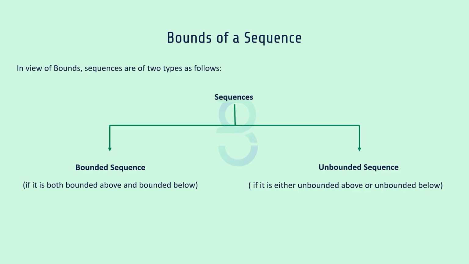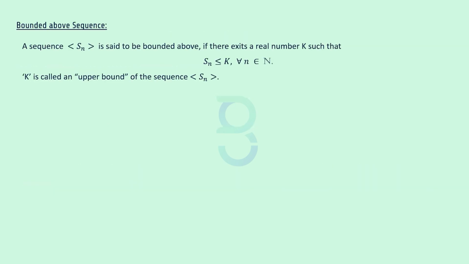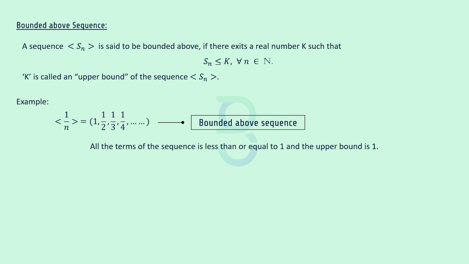Now, let us look at bounded above sequence. A sequence Sn is said to be bounded above if there exists a real number k such that Sn is less than or equal to k for all n belonging to the set of natural numbers, and the value k is called an upper bound of the sequence Sn. Example, the sequence 1 by n is defined as 1, 1 by 2, 1 by 3, 1 by 4 and so on. This sequence is bounded above since all the terms of the sequence are less than or equal to 1, and the upper bound is 1.